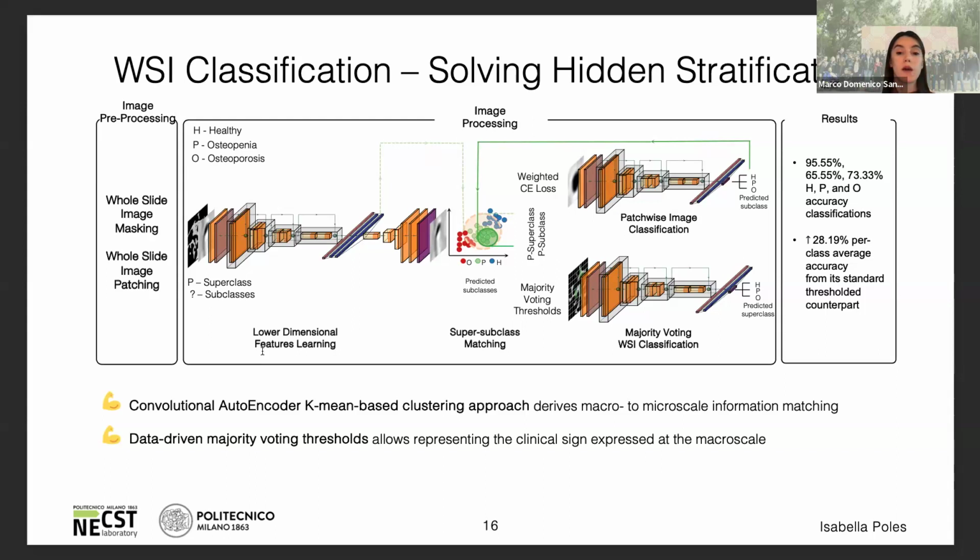While concerning the majority voting threshold, I've not just exploited those correct predictions coming from the clustering step, but I also exploited the predictions coming from the pairwise image classification. So I made some proportionality between the correct predictions of the pairwise image classification, as well as the ones that at the same time were correct during the super and the subclass matching.